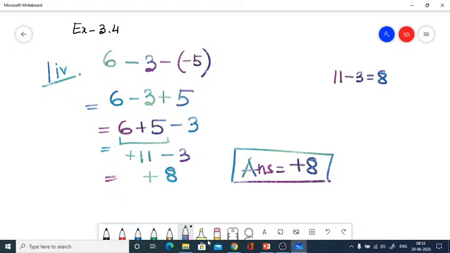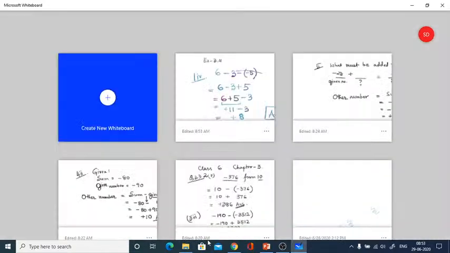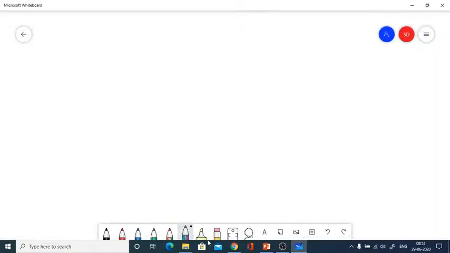3.4, minus 6 from 9. Minus 6 from 9, so 9 minus minus 6. So answer will be 15. Okay, I will do this. This question is from Anjali Goel. The name is showing here Anjali Goel, so I don't know what is the actual name of the student.